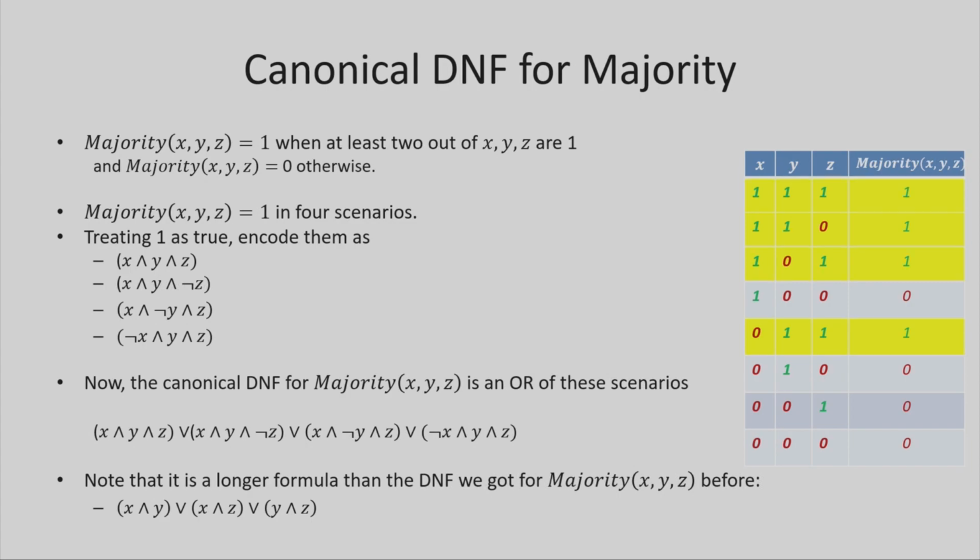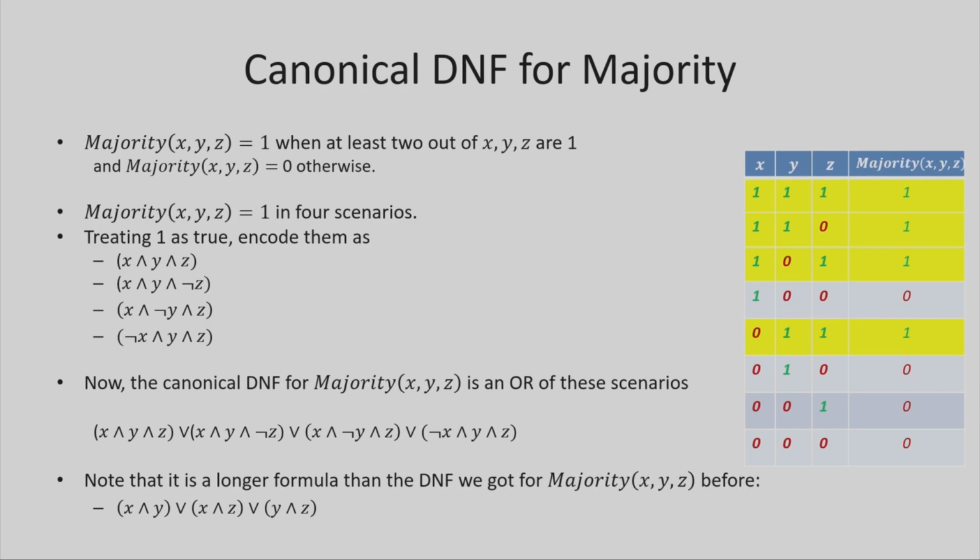The fourth scenario we don't need to encode, because majority for the fourth line of the truth table is 0, since there is only one variable, x, out of the 3 that's 1 and the rest are zeros. But the fifth line has a 1 for majority, so we need to encode it: not x and y and z. Now the canonical DNF for majority is just the OR of those 4 formulas.